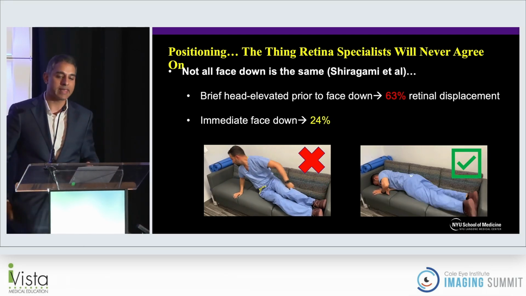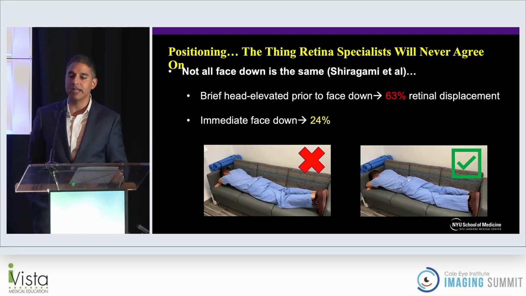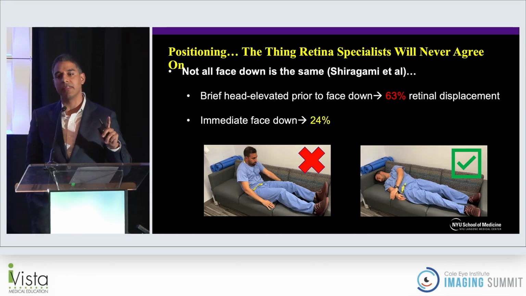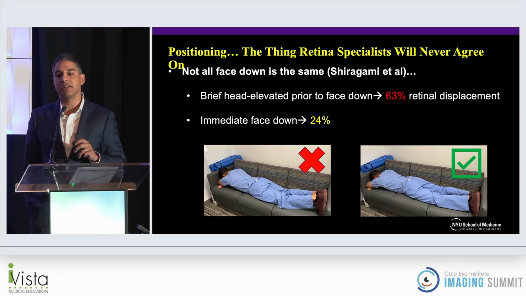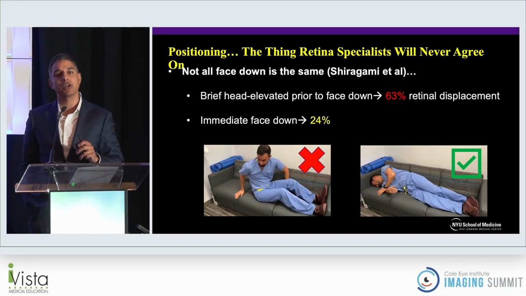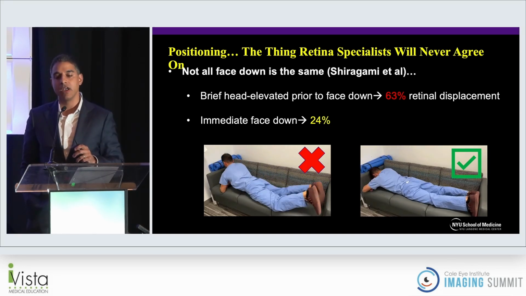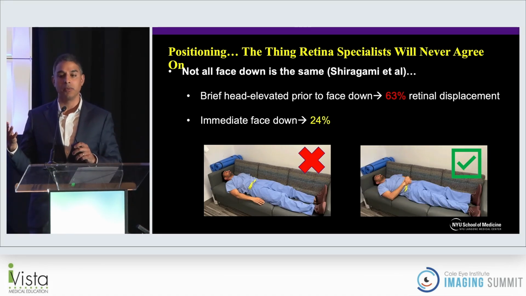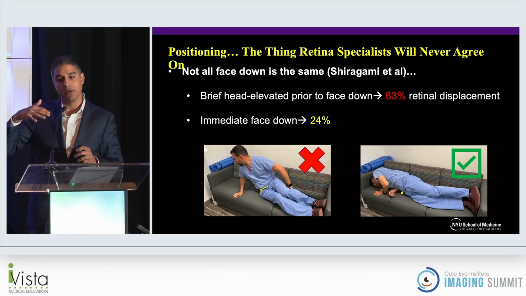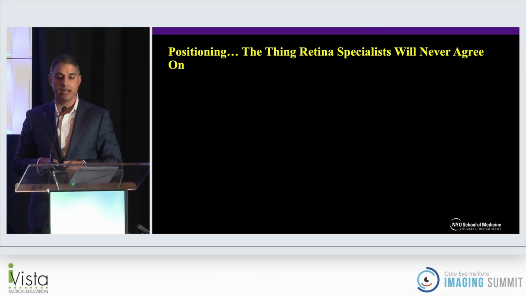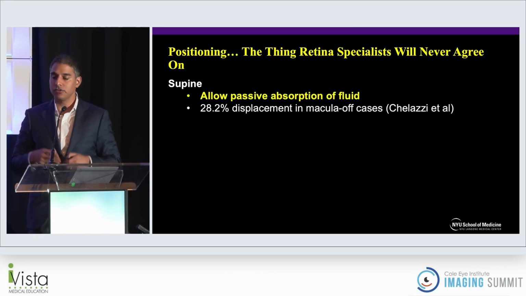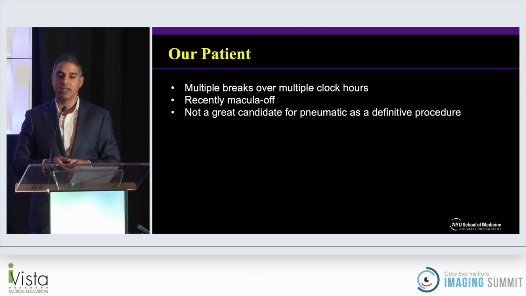Now, positioning, I don't think any retina specialist will necessarily agree on this, but what we can all agree on, thanks to some work published in the Japanese literature, is that brief head-elevated positioning can result in much lower rates of retinal displacement, because of that gravitational pull, rather than just doing immediate face down or log roll positioning. So supine positioning, this was the paper that I discussed, low rates of displacement.